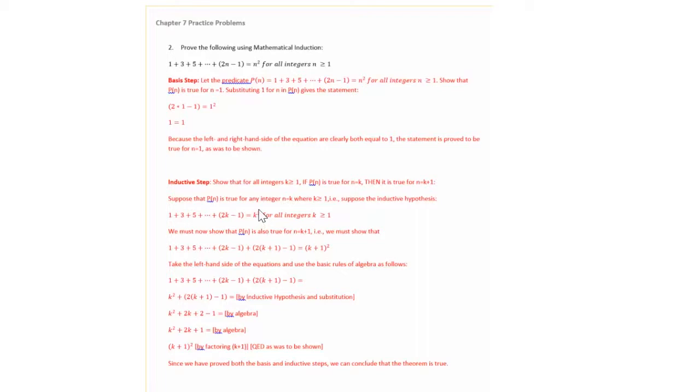Okay, then what we're going to do is replace n with k plus 1. So we're going to take this whole equation and replace everything with k plus 1. So it's 1 plus 3 plus 5 plus, we had 2k minus 1. Now we replace the k with k plus 1. Okay, and on the other side of the equation we had n squared. Now we're going to replace that with k plus 1 squared.